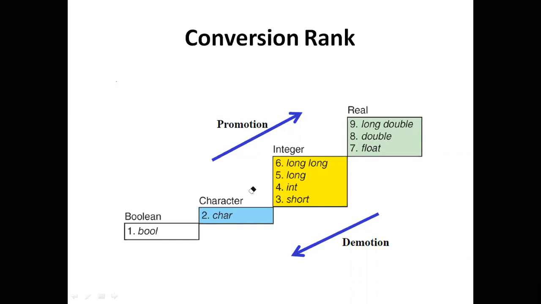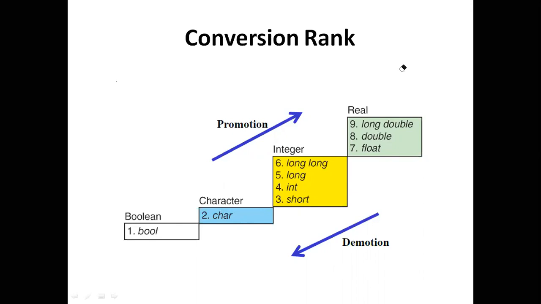If you see this table, when implicit type conversion is used: boolean range is less than character range, character range is less than integer range, and integer range is less than real range. Real range is higher than integer, integer range is higher than character, and character range is greater than boolean. This is what we need to remember.